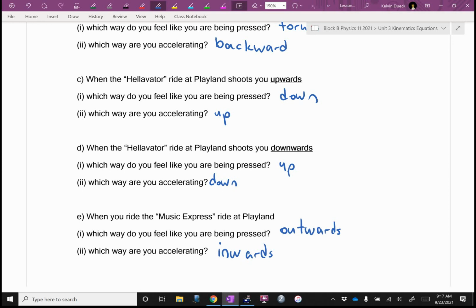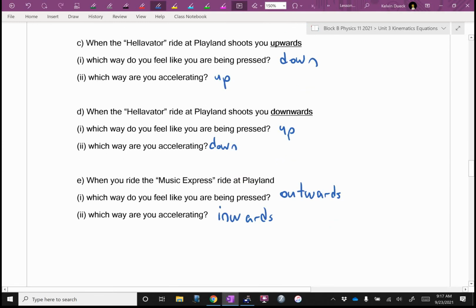Now, the real question is, why is our body a backwards accelerometer? We'll explain that, but not for a few weeks. But your body is a backwards accelerometer. Have I convinced you? Okay.